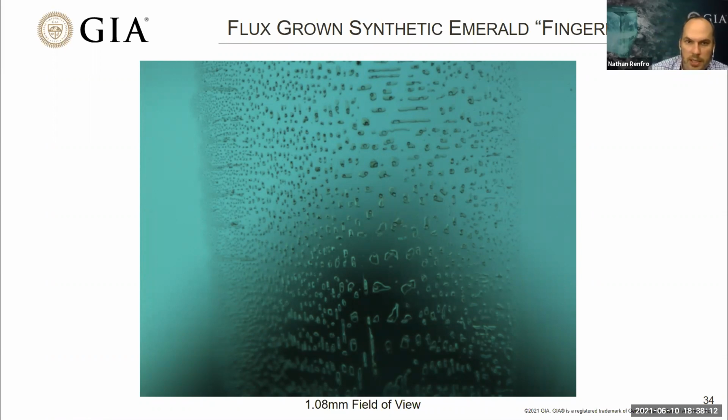And in this case, the inclusions are certainly enough to identify this as a flux-grown stone. But if there aren't any flux inclusions in the stone, then you certainly can't rely on that as a diagnostic tool to make a determination for the natural or synthetic origin. But fortunately for flux-grown stones, you can make the separation quite easily using infrared spectroscopy, which I'll show a little bit later on.